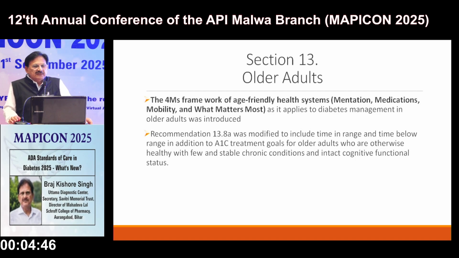In older patients, there are many cognitive disorders, and they may have dependence upon other persons for their livelihood. So you have to be very friendly and health-system aware regarding medication, mobility, and what matters most as it applies to diagnostic management in older patients. The recommendations are modified to include time in range and time below range, in addition to the A1C treatment goal, for older adults who are otherwise healthy, with stable chronic conditions and intact cognitive and functional status.